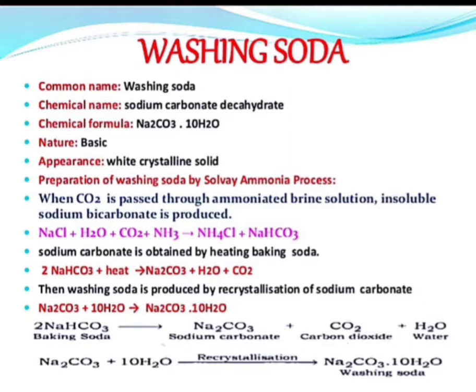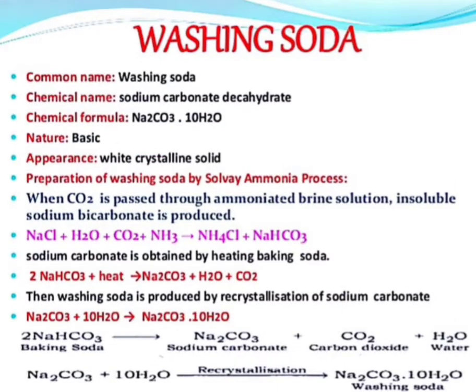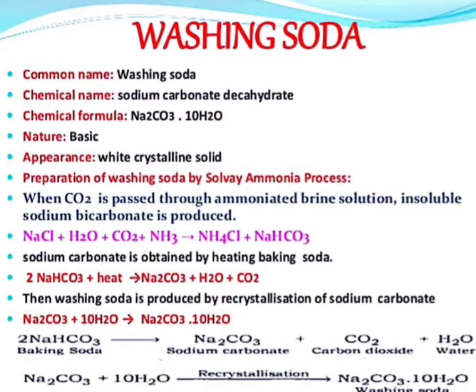Chemical formula is Na2CO3.10H2O. Its nature is that it is basic in nature. Appearance, it is a white crystalline solid. Now how do we prepare washing soda? Preparation of washing soda: it is prepared by the Solvay ammonia process.